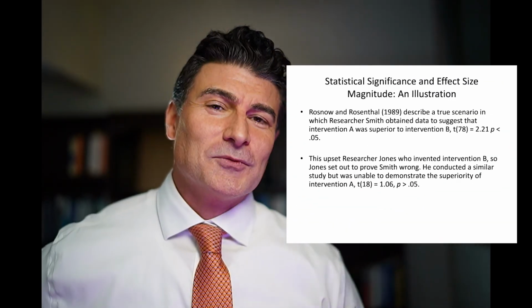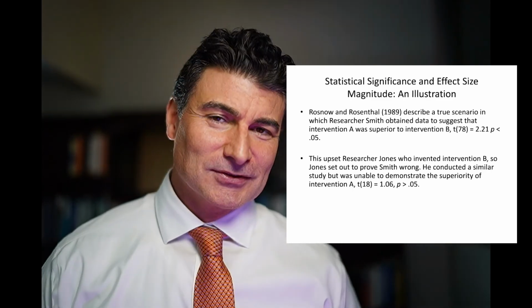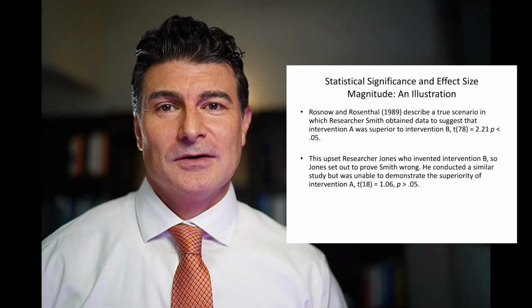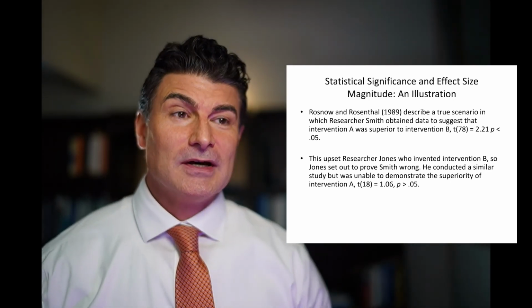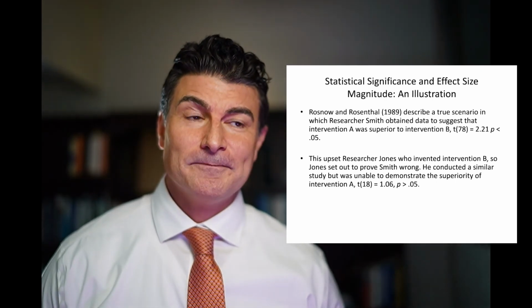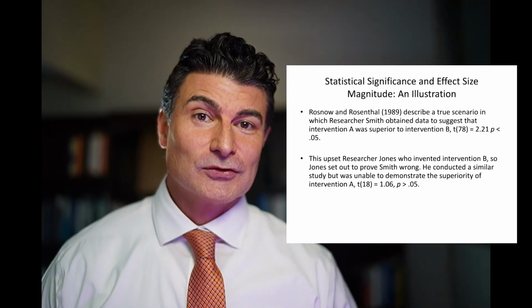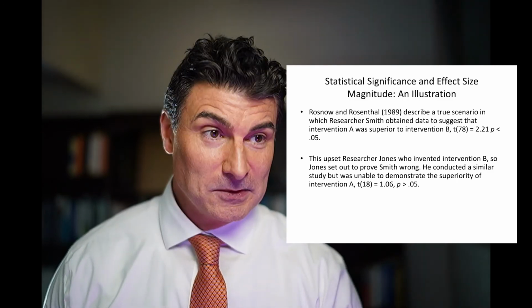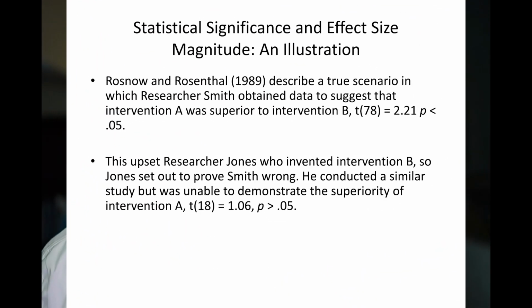Rosnow and Rosenthal, and I bring up these classic articles, and others have done this since, and it just makes sense. This is a really good classic article, and they talk about two researchers. Researcher Smith came up with this new intervention A, and found it was better than intervention B. Let me make this a little larger. They found, here's the statistic, t with 78 degrees of freedom equals 2.21, p less than 0.05. So researcher Smith thinks his intervention A is great.